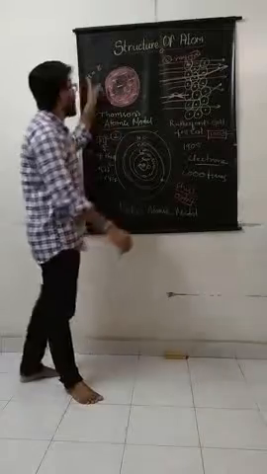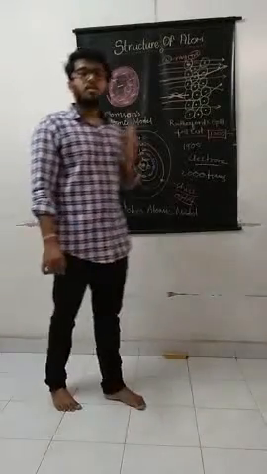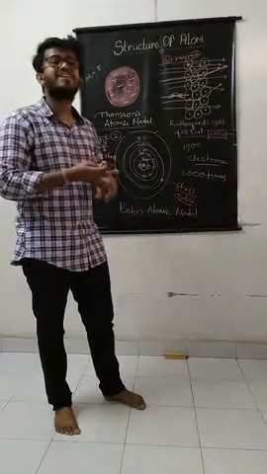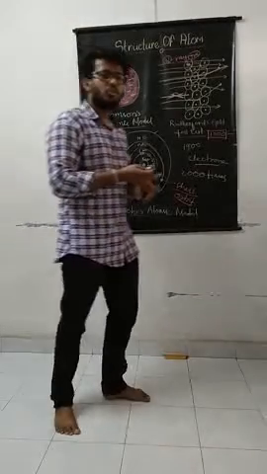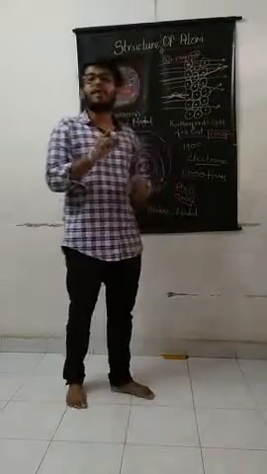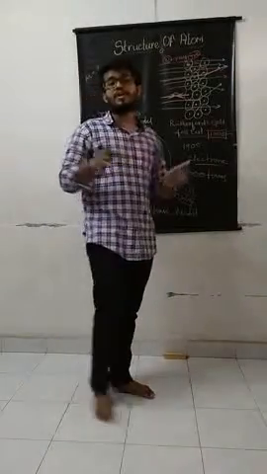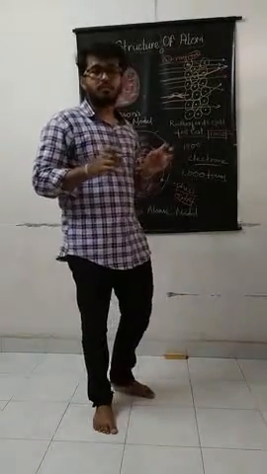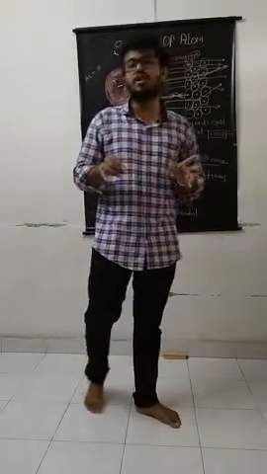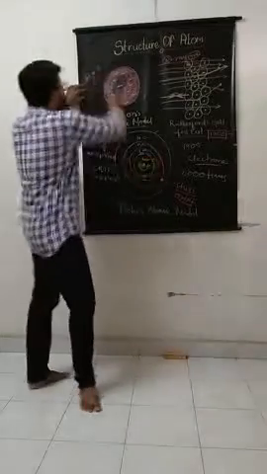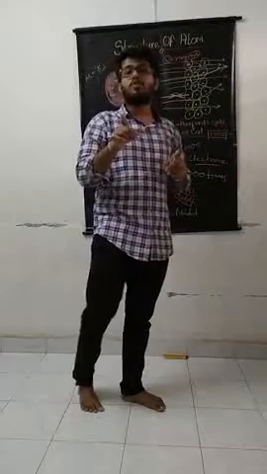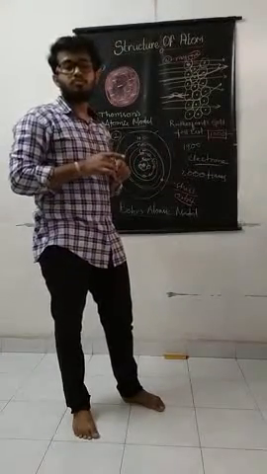After that, what is the atomic number? The atomic number is the number of electrons or protons present inside an atom. Why the number of electrons or protons? Because the atom contains the same number of electrons and protons. So the number of electrons or protons inside an atom is known as its atomic number. It means oxygen has atomic number 8, so oxygen has 8 electrons and 8 protons.